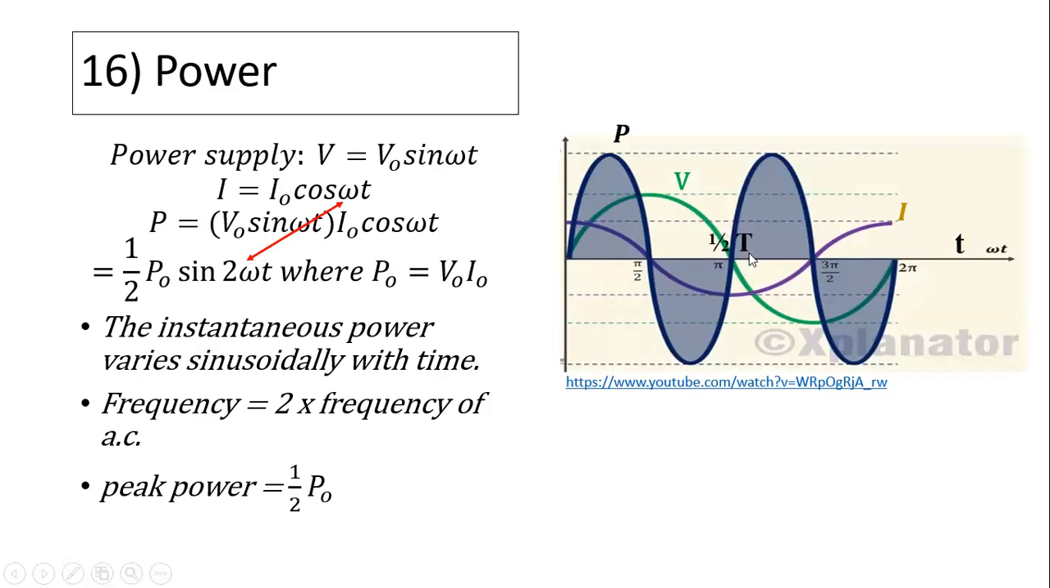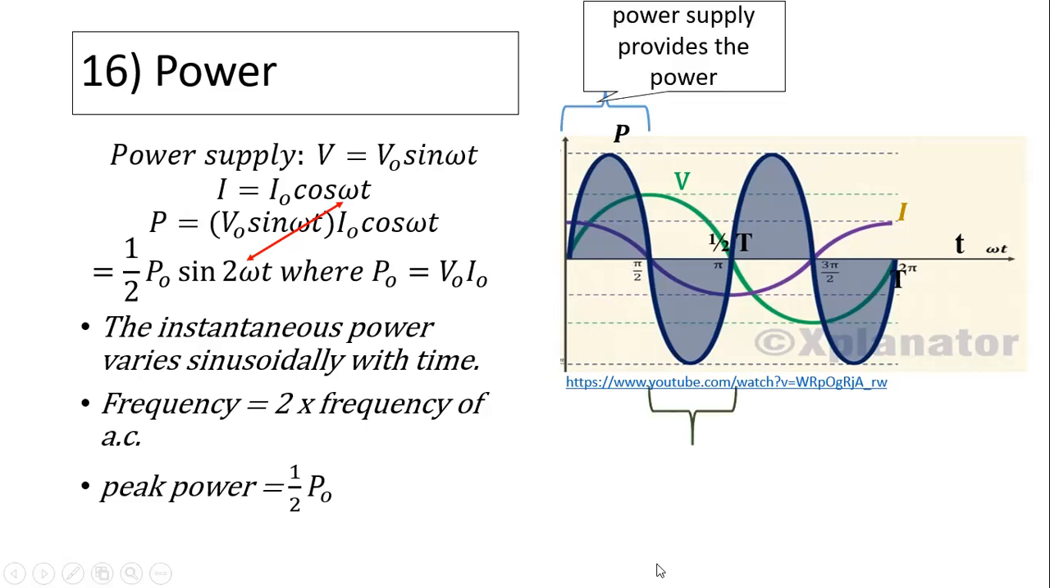Okay, so that's your quarter. This is your period. There's a time axis. So if we look at a quarter period, the power supply provides the power. The source provides the power. Negative means it returns to the power supply. Power returns to the power supply.